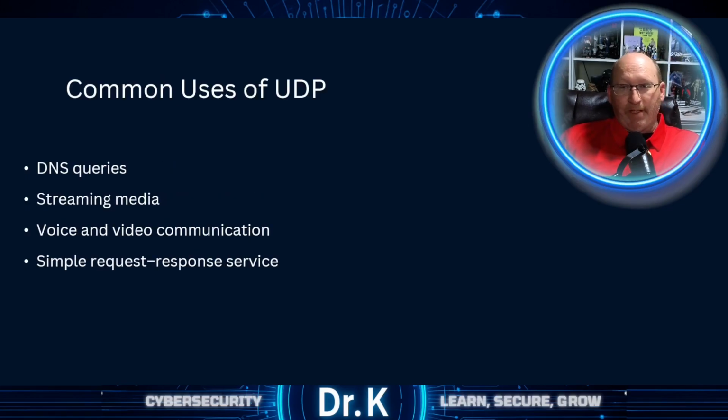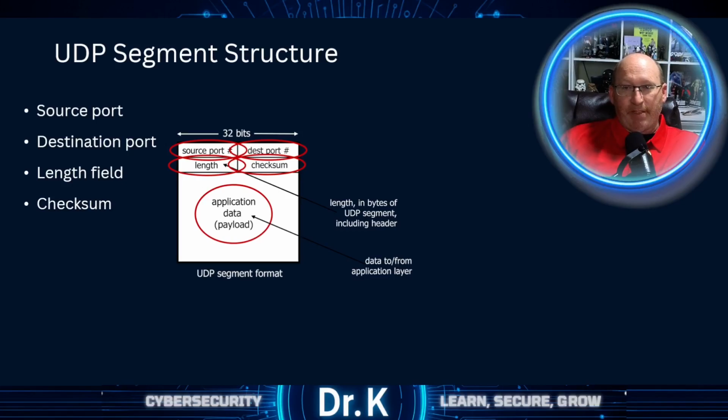So UDP is commonly used for services like DNS, where quick request-response behavior is more important than guaranteed delivery. It is also used in streaming and real-time communication, where occasional loss is preferable to delay. UDP segments contain only a few fields: the source port, destination port, length, and checksum. That's it. This minimal structure reflects UDP's lightweight design and contributes to its low overhead.